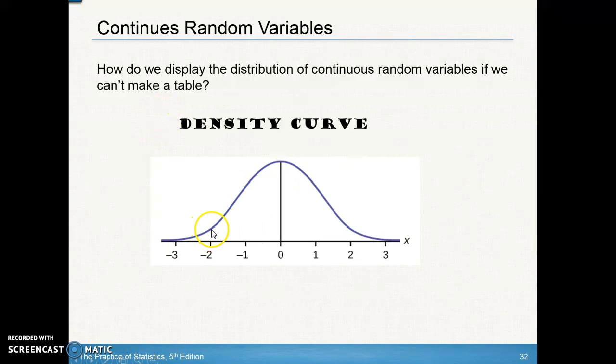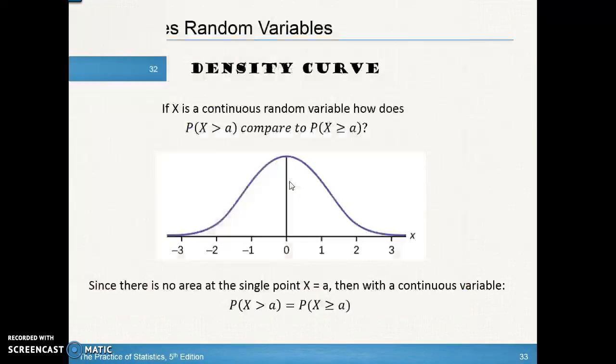Just keep in mind that you always have to have an interval of values. What's the probability that x is equal to 0? Well, that's a height here, but it has no width, so that doesn't make sense. I have to have a width in order to get the probability, or this specific area under the curve.